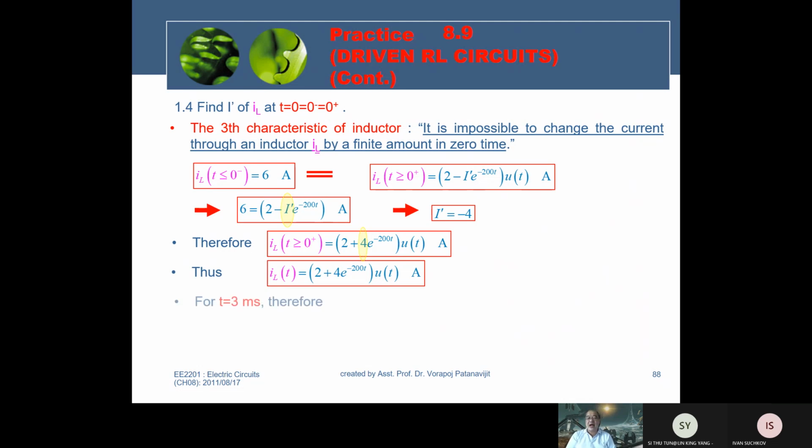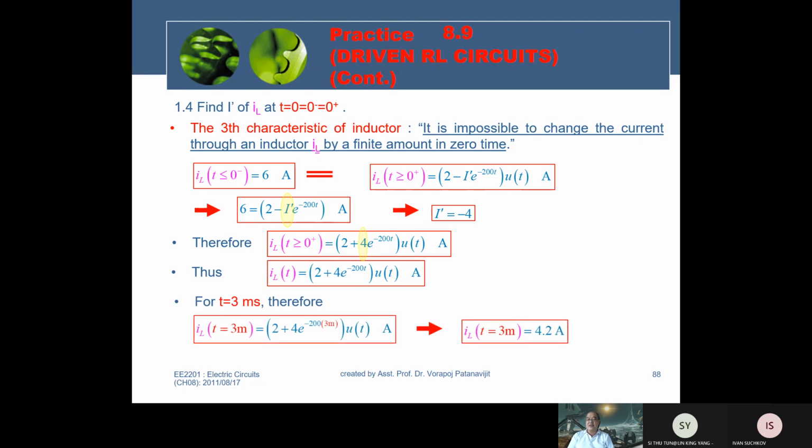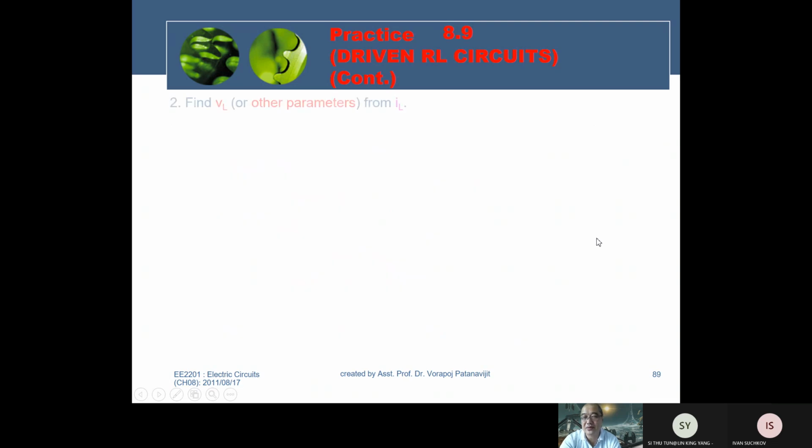And next, the question asks you to determine IL for time equal to 3 milliseconds. Substitute 3 milliseconds in this equation, and you will get IL at time equal to 3 milliseconds equal to 4.3 amp.